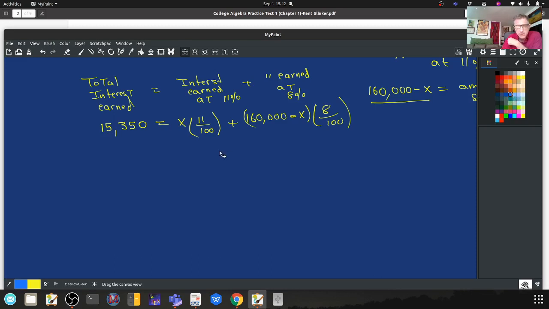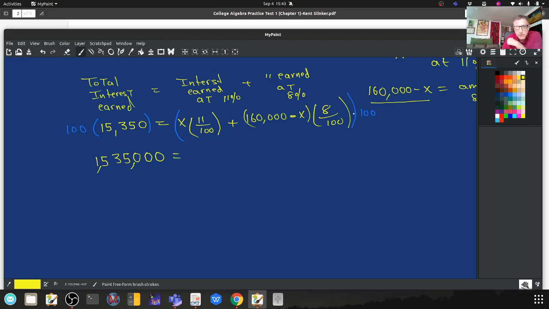What we're going to do is we're going to clear the denominator. So I have two fractions here, 11 over 100 and 8 over 100. So I'm going to multiply both sides, and that's what makes it so nice, is I'm multiplying both sides by 100. And when I multiply a number by 100, all I have to do is attach 2 extra zeros to it. So now that's the original number. I'm just going to add 2 extra zeros.